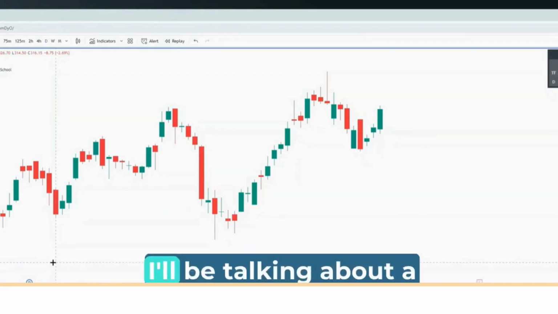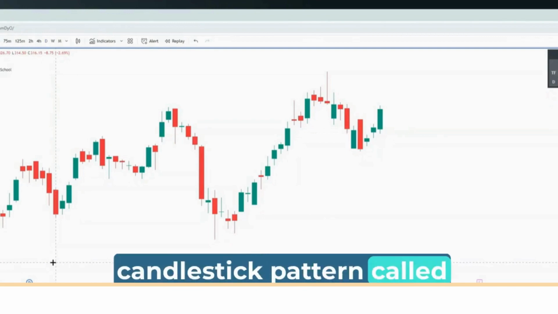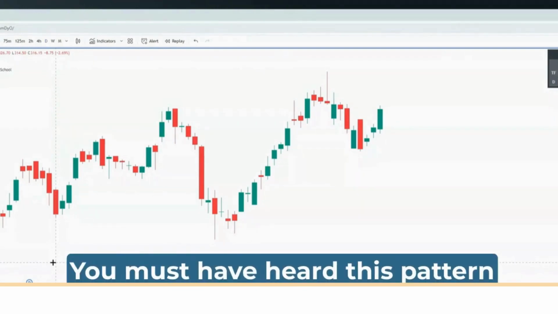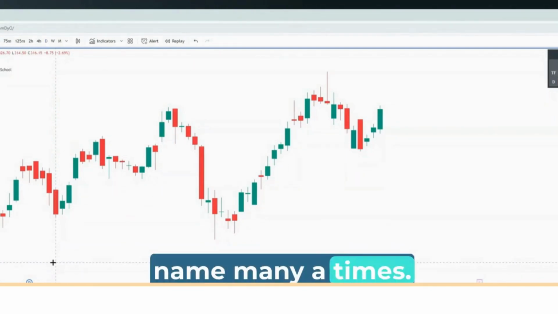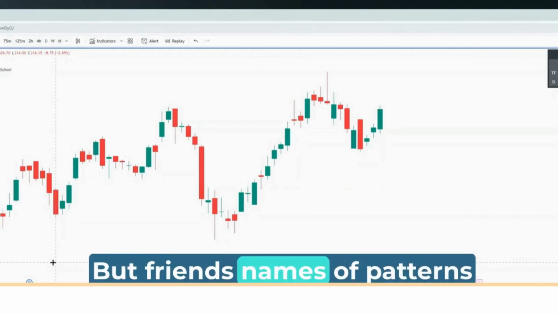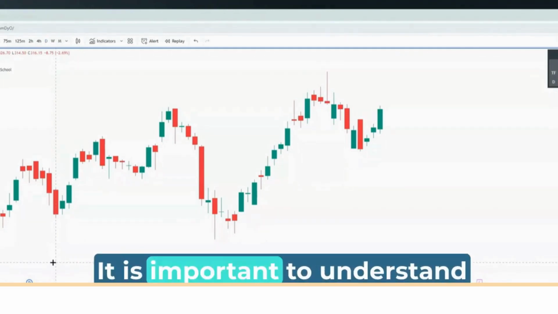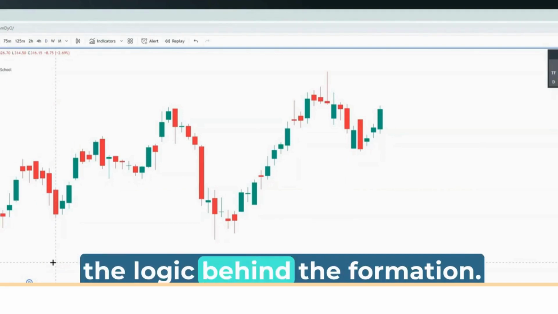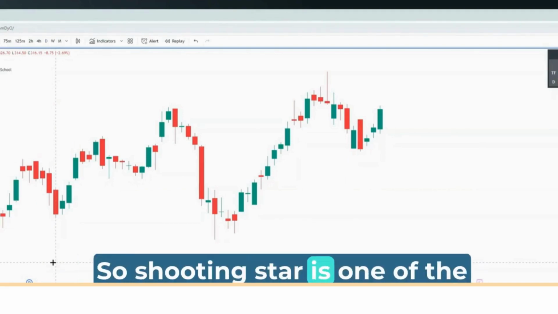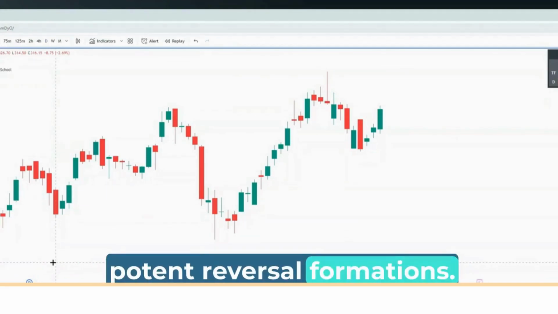In this video, I'll be talking about a candlestick pattern called shooting star. You must have heard this pattern name many a times. But friends, names of patterns are not important. It is important to understand the logic behind the formation. So shooting star is one of the potent reversal formations.